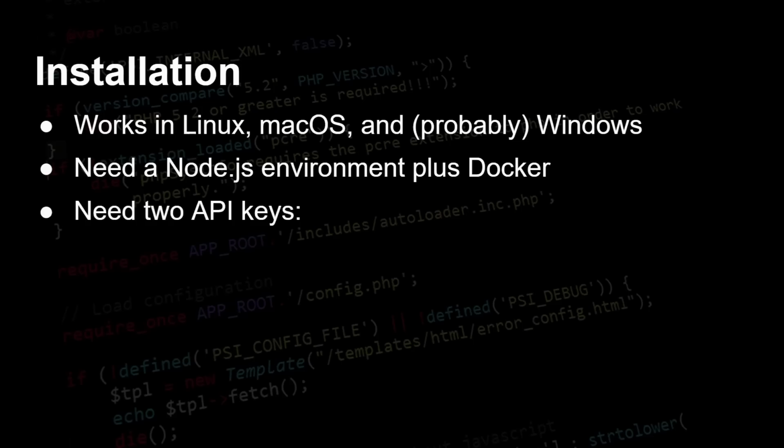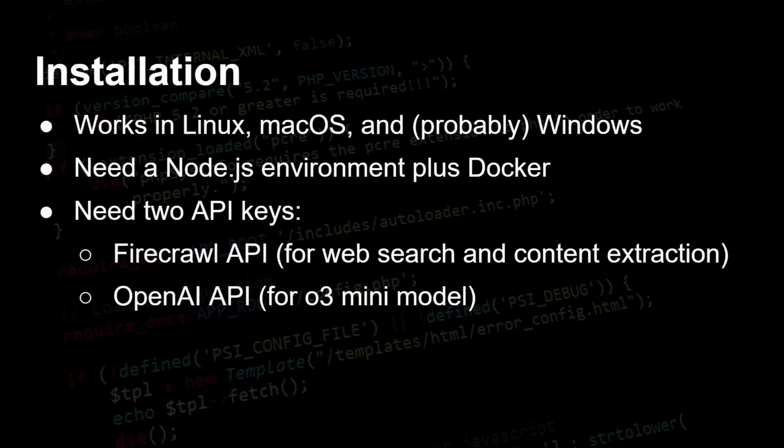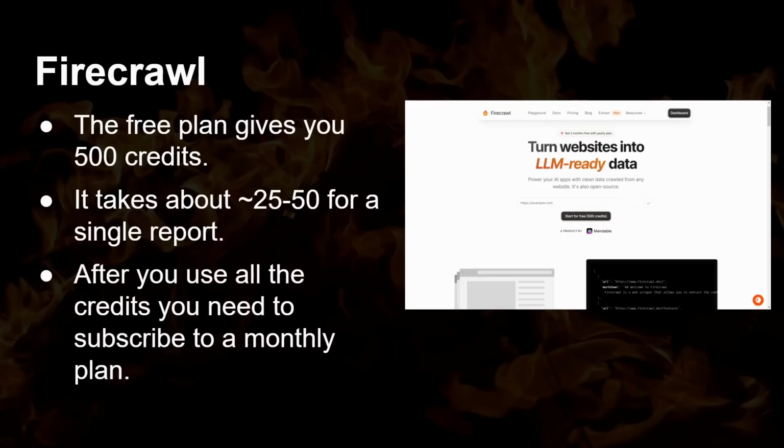Now you need two API keys to get this to work. The first is you need an API key for a website called Firecrawl, which basically is a web search and content extraction service, and we'll look more about that in a moment. And you need an OpenAI API key for O3 Mini. Now, Firecrawl, we'll talk about O3 Mini and all that in a moment.